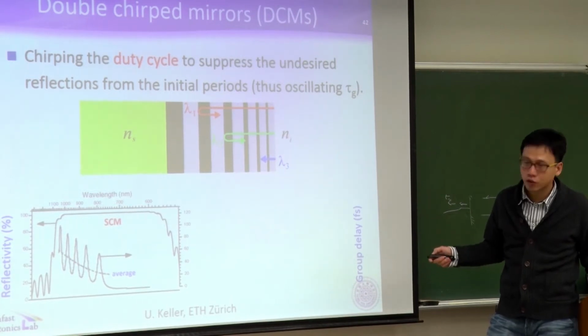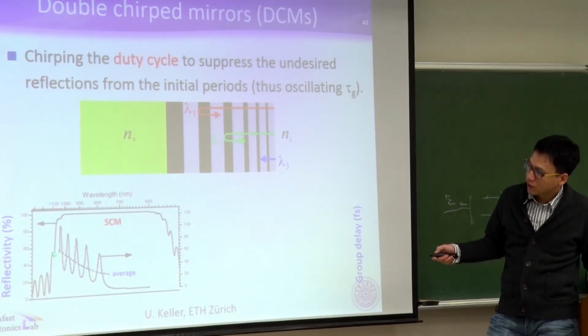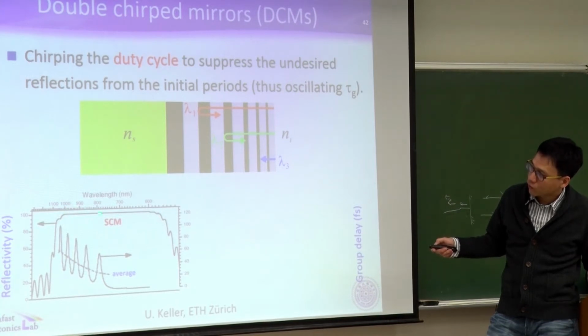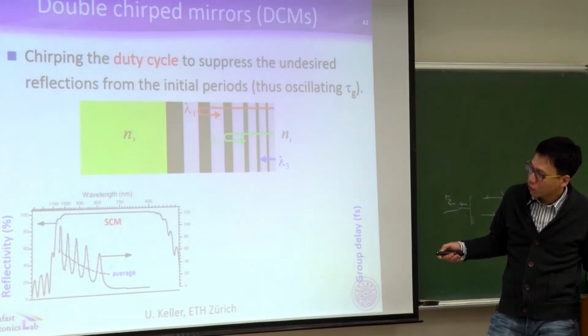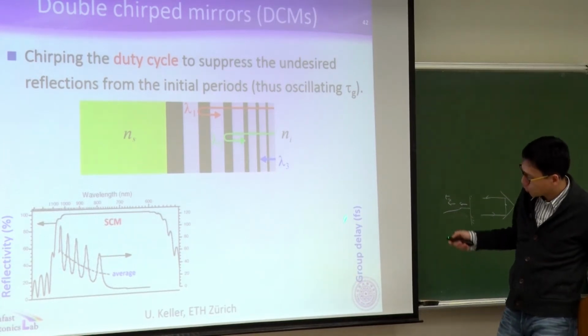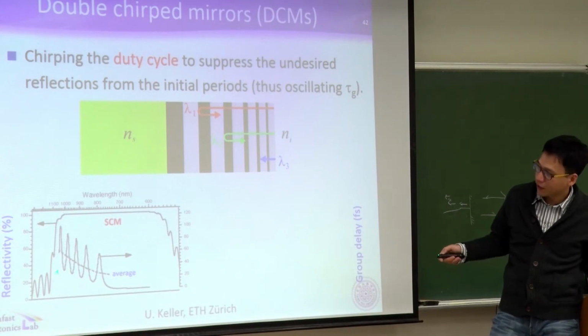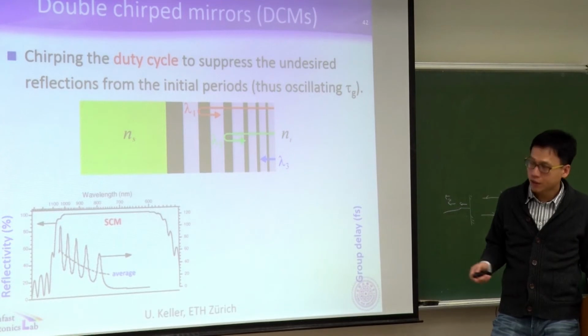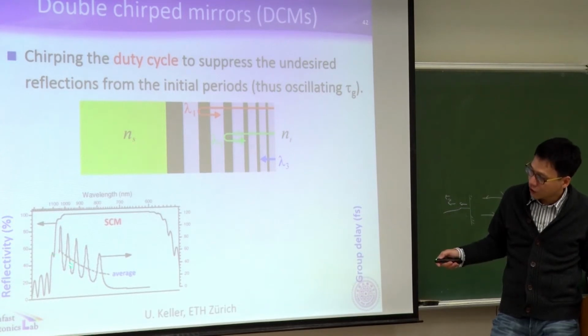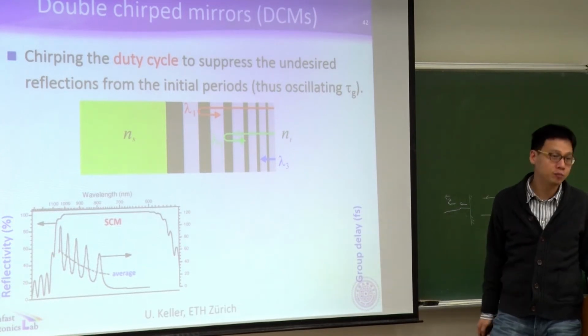In each figure, you have two curves. This one means the reflectivity spectrum, referring to the left axis. And the rippled one refers to here, the group delay spectrum. Okay, you see very obvious ripple. And the dashed curve means the average group delay.